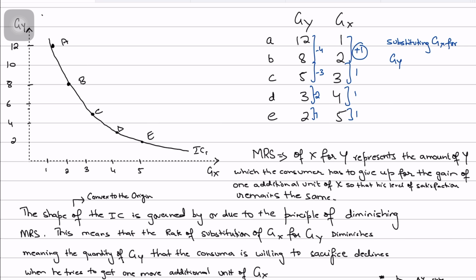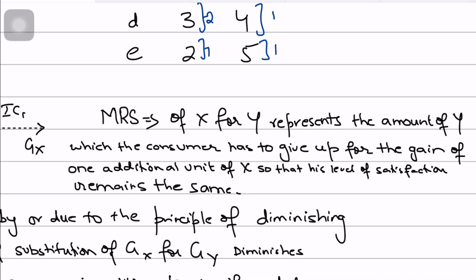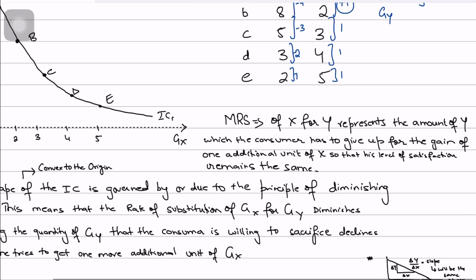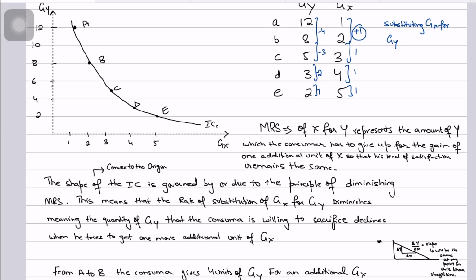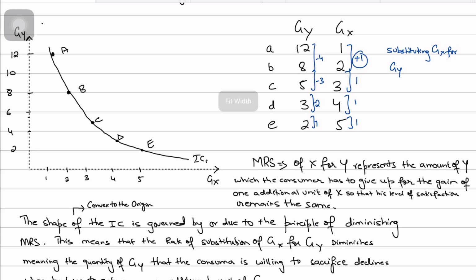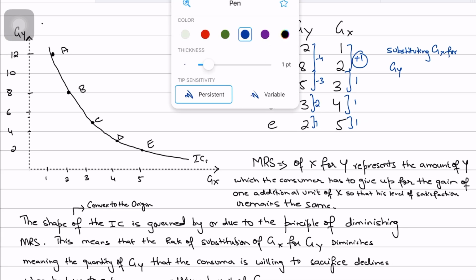So guys, if we talk about the marginal rate of substitution, we have to find the marginal rate of substitution of x for y because we are substituting good x for y. So it would represent the amount of y which the consumer has to give up for the gain in one additional unit of x. For one extra unit of x, how much y is the consumer willing to give up? Because the consumer is willing to give up certain units of y for one more unit of x, so that his satisfaction level remains the same, right? So that is MRS.